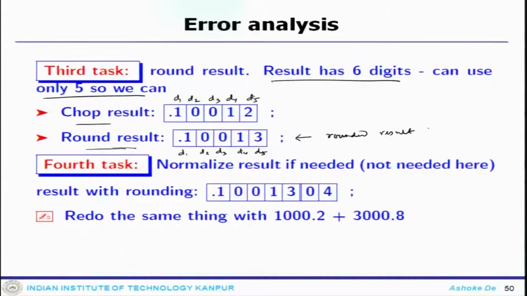So, this is the rounded result. What you can do now is normalize the result if it is required, but for this particular example you do not need to normalize anything. So, with rounding you can write these as my 5 digit accuracy mantissa, D4, D5, and these are E1, E2. This should be the final result, and you have already rounded it off.